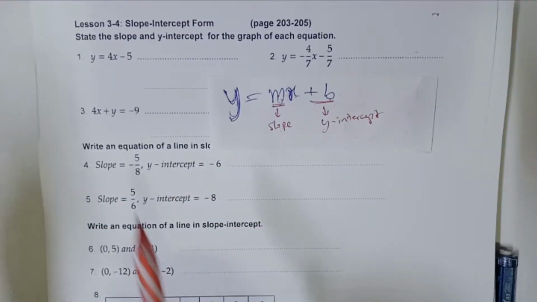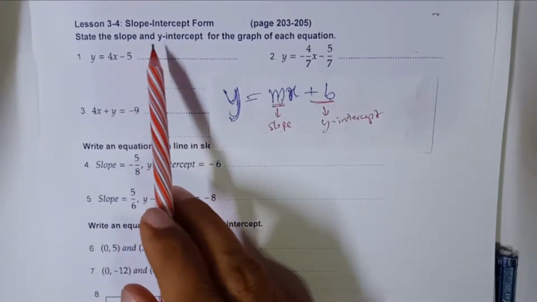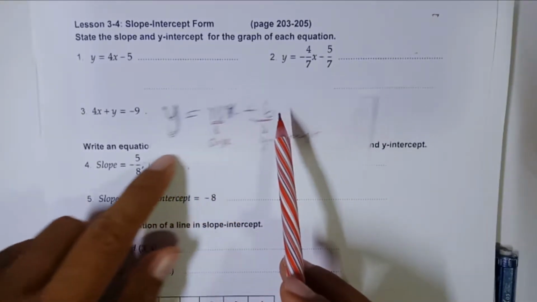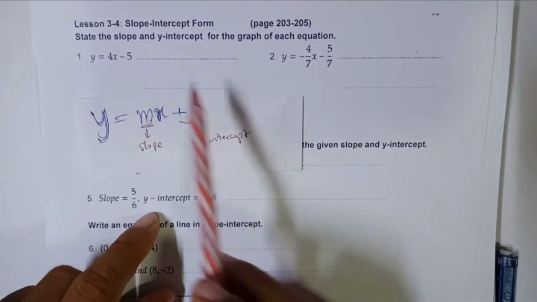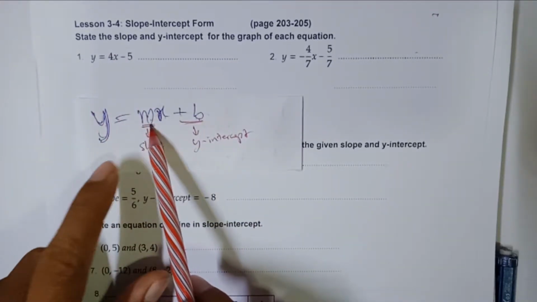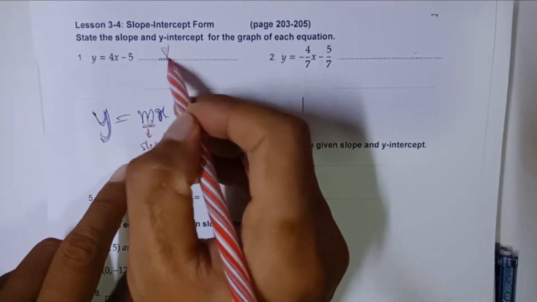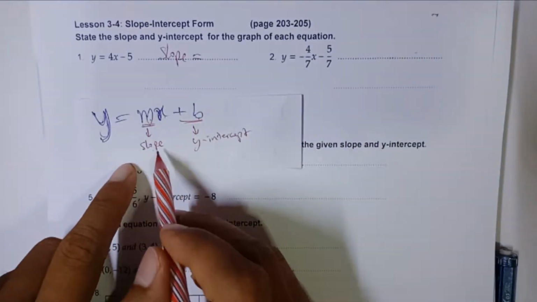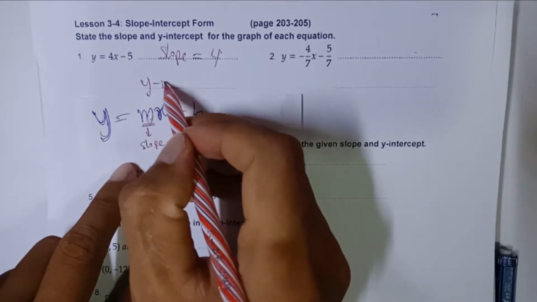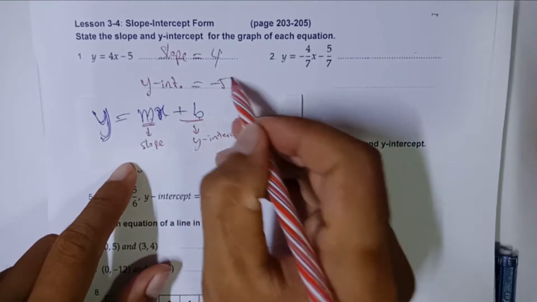Now, look at number 1 first. State the slope and y-intercept for the graph of each equation. So, looking at this together, y equals 4x minus 5. It seems like the number with x here is the slope. So in this case, slope is equal to 4. And y-intercept, let's say y-int in short, is equal to minus 5.